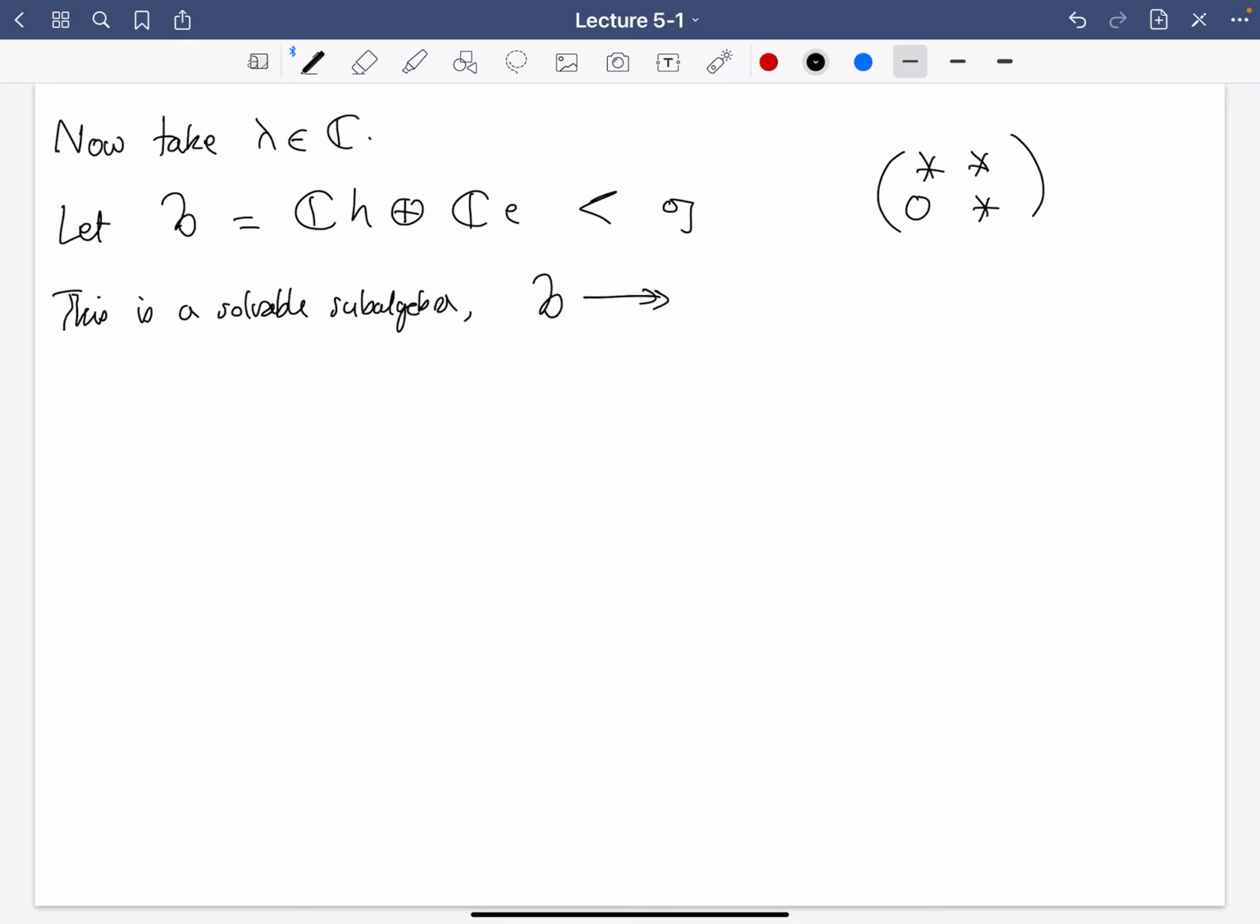And it maps onto the span of H. E in here spans an ideal of B, and if you quotient out that ideal, you just get left with the diagonal part.